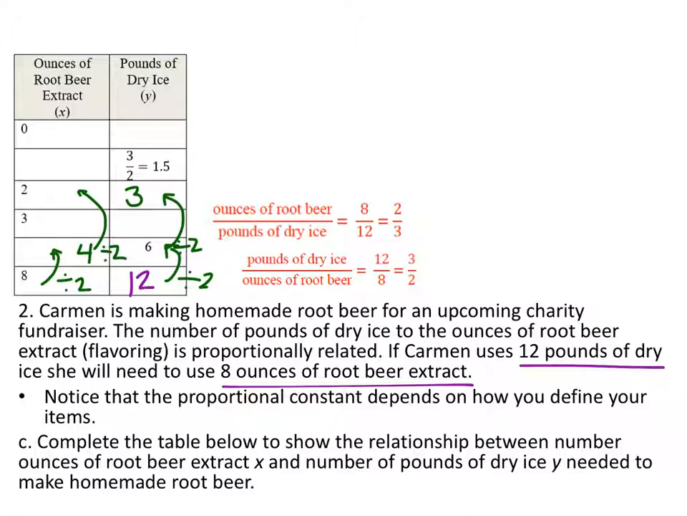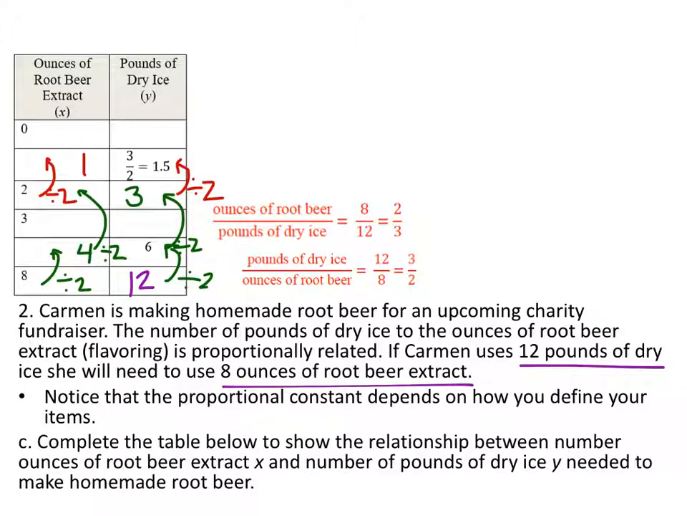If we continue this further, to go from 3 pounds of dry ice to 1.5 pounds of dry ice, I would take the 3 and also divide it by 2. So I'm going to take the 2 and also divide it by 2, which would give me 1 ounce of root beer extract for 1.5 pounds of dry ice.